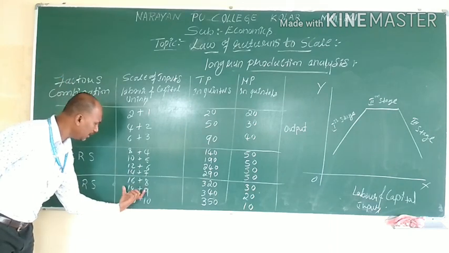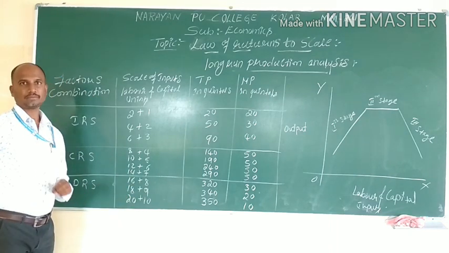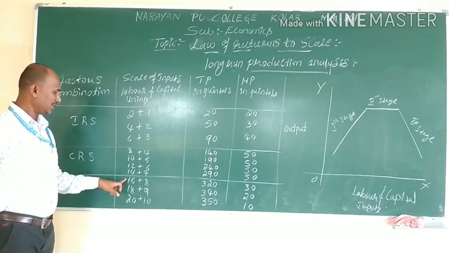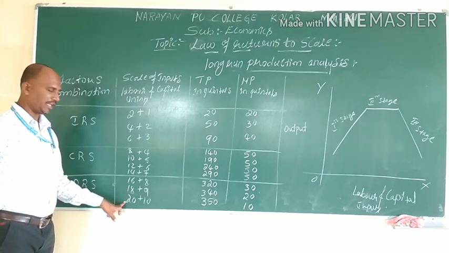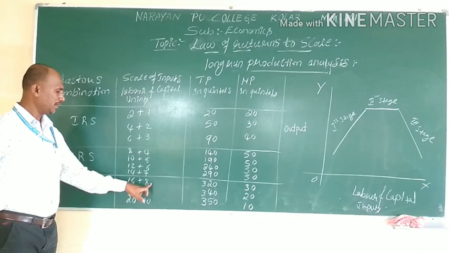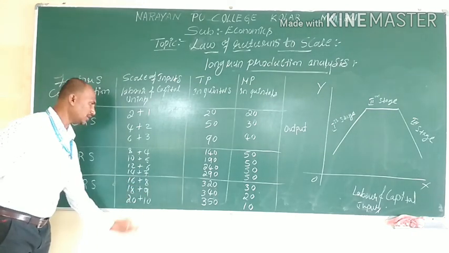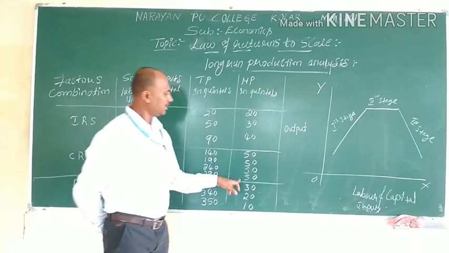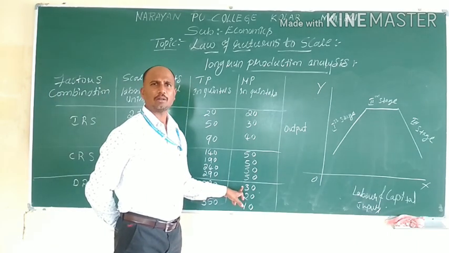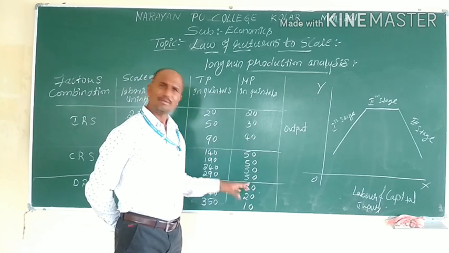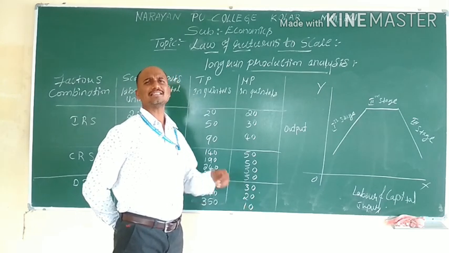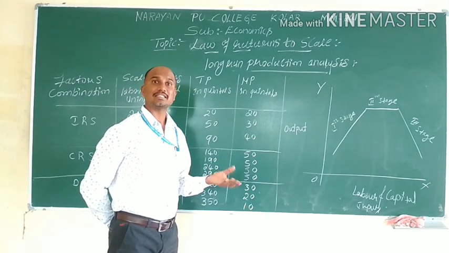Here the inputs are increased: 16, 18, 20 units of labor and 8, 10 units of capital. As the inputs are increased, the product or marginal product also increases. When both inputs increase, the output also increases.